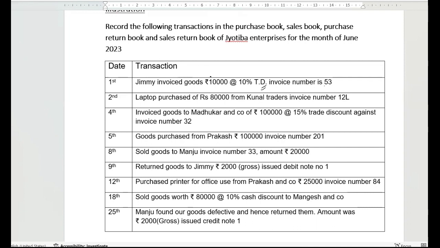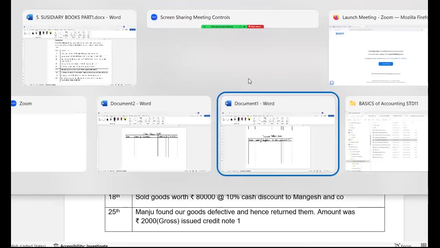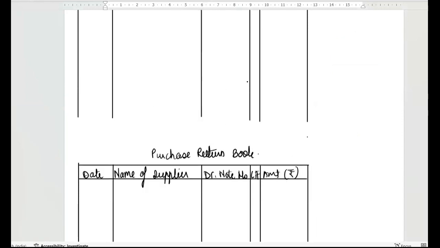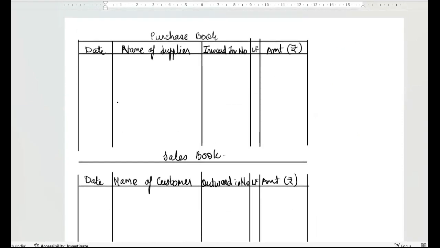Okay. So in the books of Jyotiba Enterprises, let us write these four subsidiary books which we have. So these are the formats of the subsidiary books, and on top I'm going to write in the books of Jyotiba Enterprises. Now, first one is purchase. June, we are writing the transaction, June 2023.